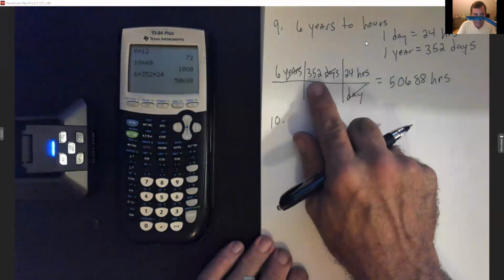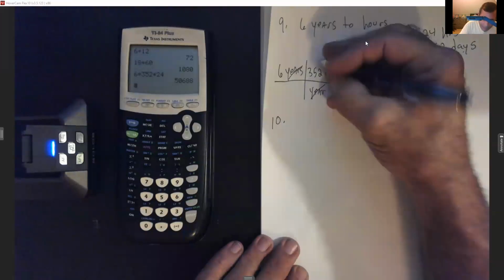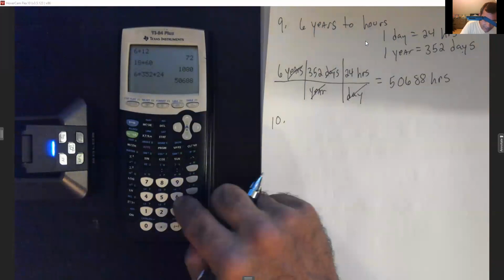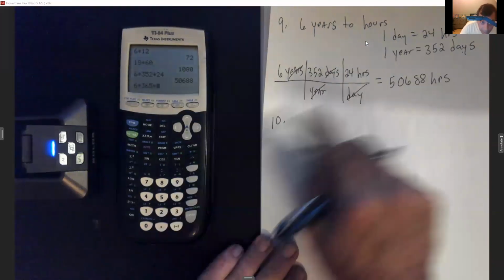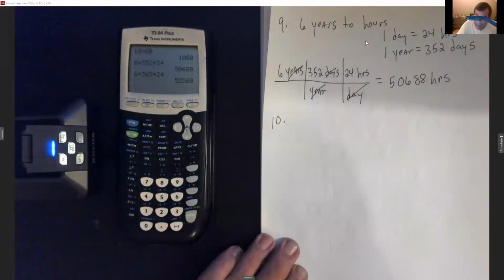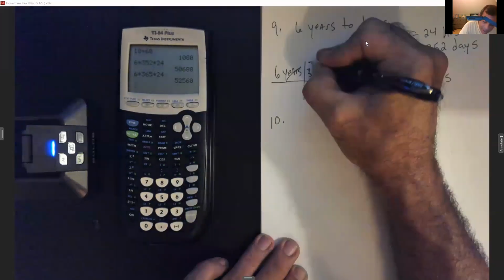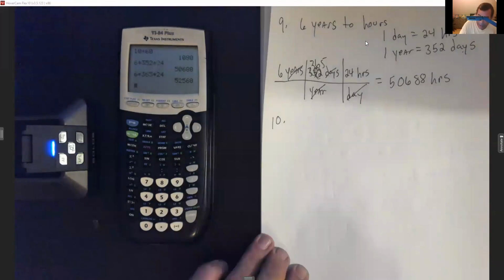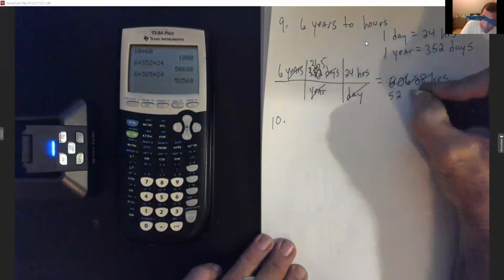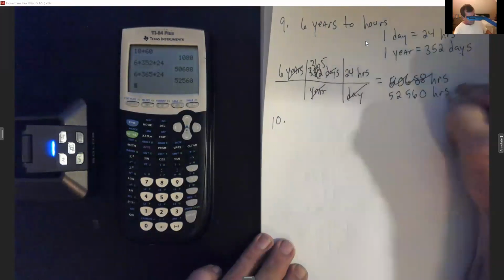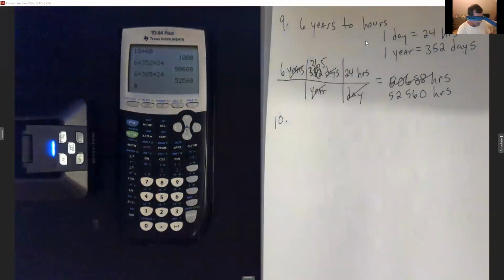356, 360. Who knows? 365 days, ain't it? I bet it's 365, I think. Let's try that. 6 times 365 times 24. 52,560. That's it. 365 days. So this would actually be 52,560 hours. Ooh, I had a brain freeze there for a second. My bad.